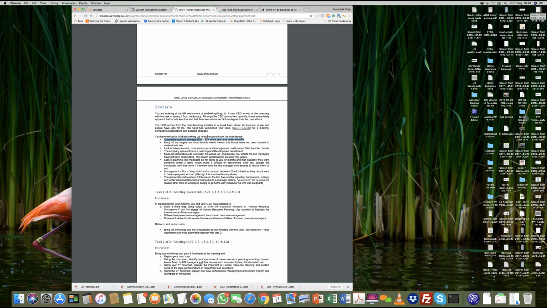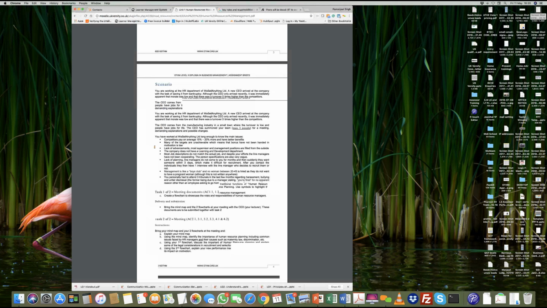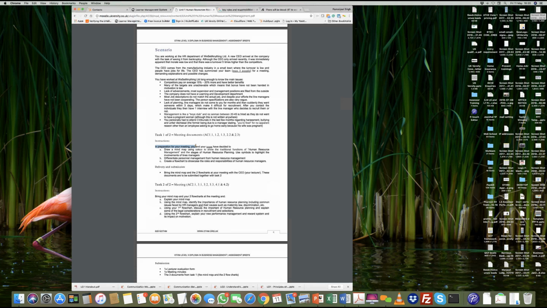So what we have to do, in terms of achieving this task, this is the scenario. This is all a scenario. Now what we have to do is prepare a meeting between you and the team to decide. So what they are asking you to do in the assignment is draw a mind map to show the various functions of HR and how you, as an HR manager, will look at addressing some of these problems.